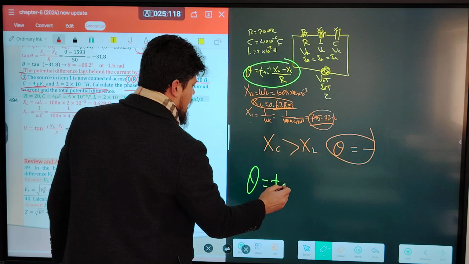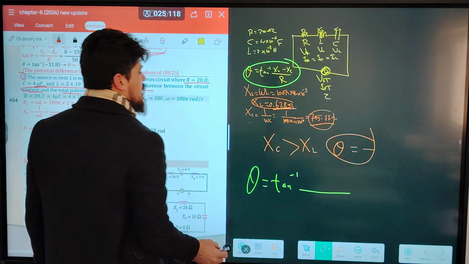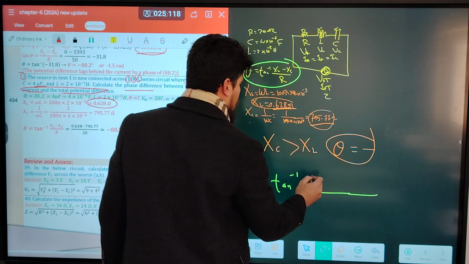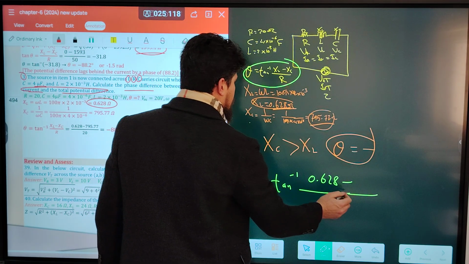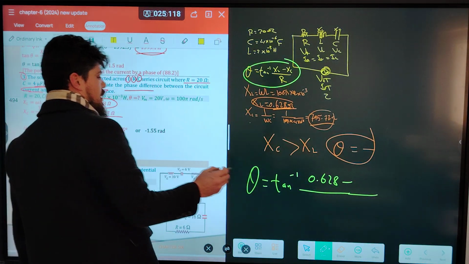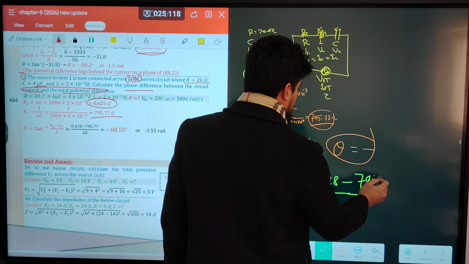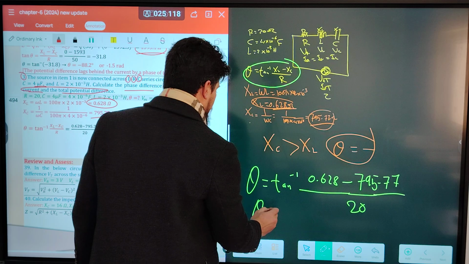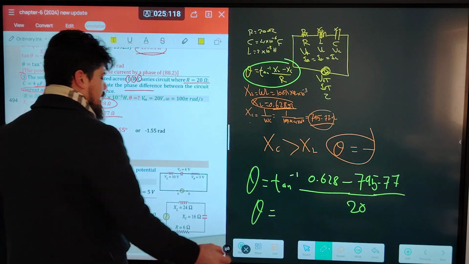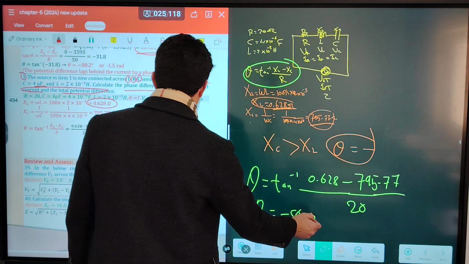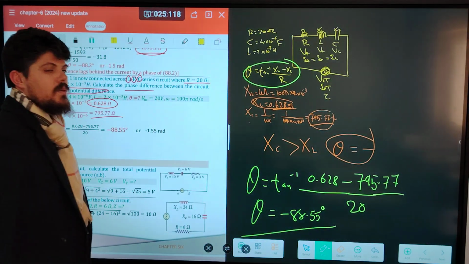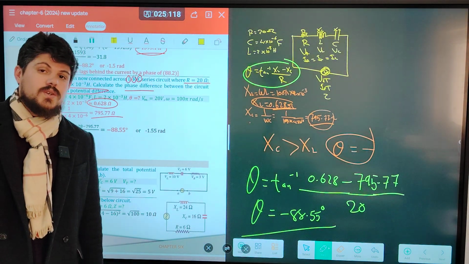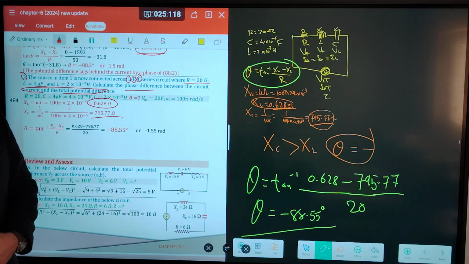Theta is equal to tan inverse. Do we have XL? We didn't have, but we found 0.628 minus, do we have XC? No, but we found. Divide by resistance, 20. Theta is equal to what? Is equal to negative 88.5 degrees. In this way, you can find the phase difference between the total potential difference and the total current.